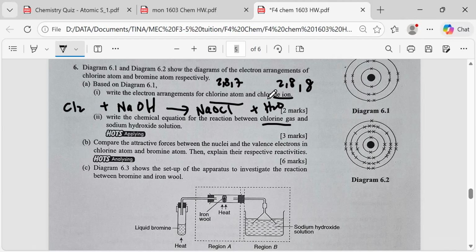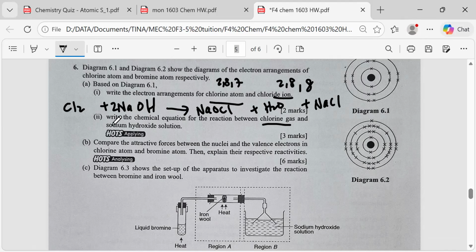Are you done? Okay, sorry, it forms one more, NaCl. Okay? So how do you balance this equation? Okay, just add the 2 in front of NaOH.